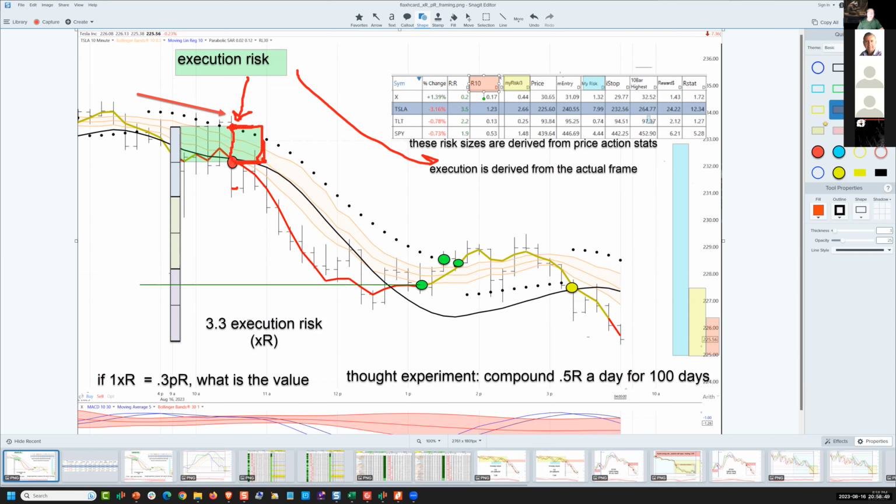as the execution risk. Now, how big is that compared to those other statistically driven boxes? Let's just go look.